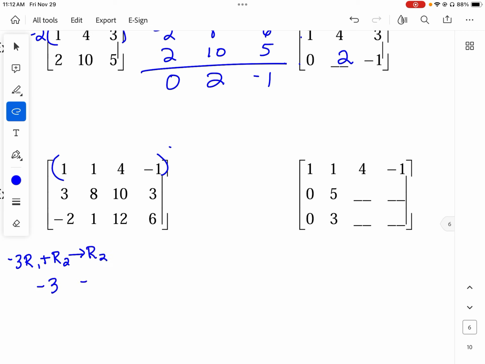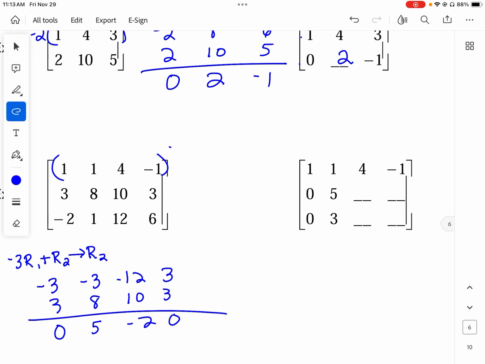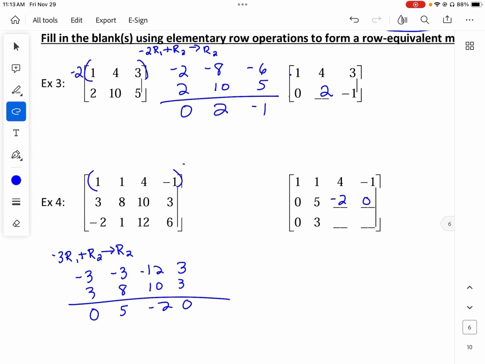So -3, -3, -12, 3. Go ahead and write my row 2. Add those together. Okay, so go ahead and fill in the blanks here. Okay, I gotta do the next one.